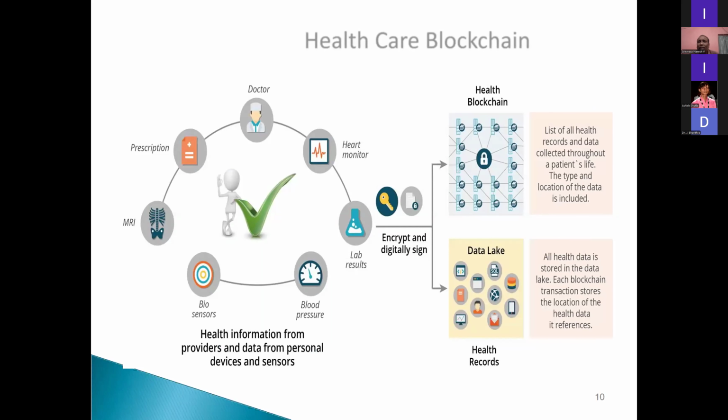Now I want to explain healthcare blockchain. In the healthcare perspective, see here, we'll have doctor, prescriptions, MRI, biosensors, blood pressure, lab results, health monitor. These are all data collection sources. A doctor may collect all this data and make an electronic medical record for each patient, and they will store these electronic medical records in encrypted fashion in the data lake, and the corresponding address in encrypted form in the blockchain. Whenever somebody needs some data, it will be fetched through the blockchain address from the data lake or cloud.